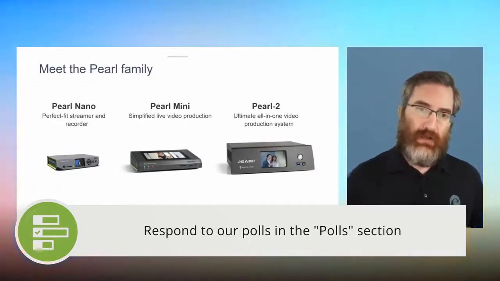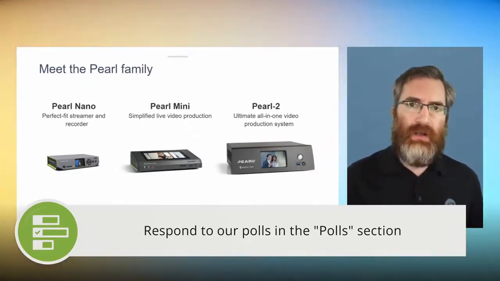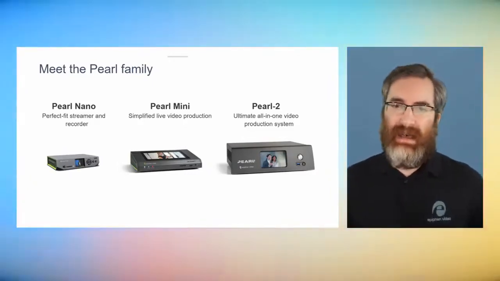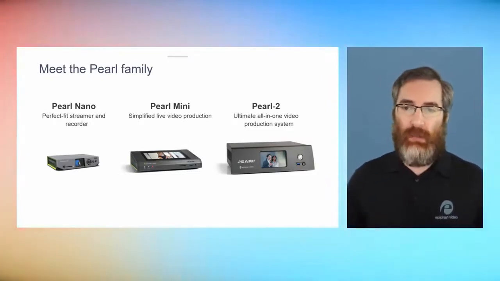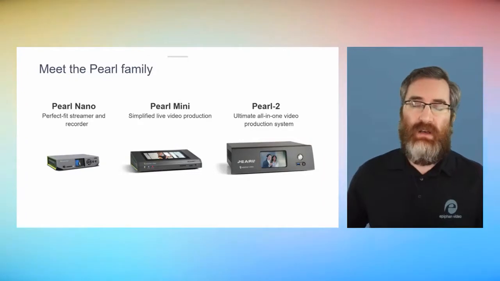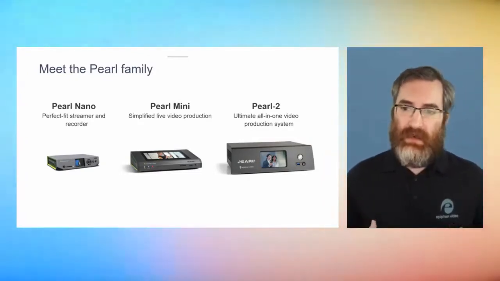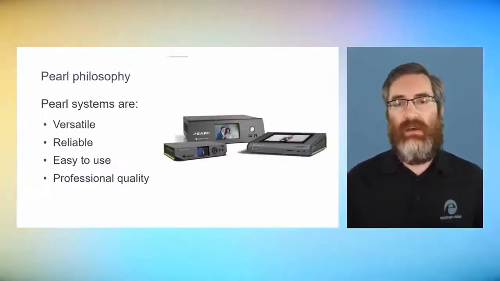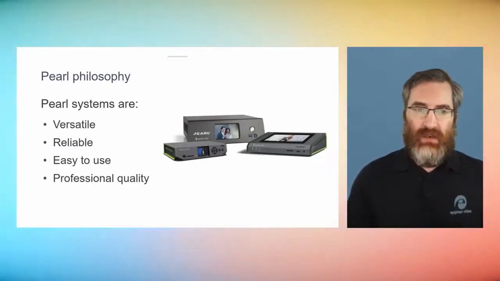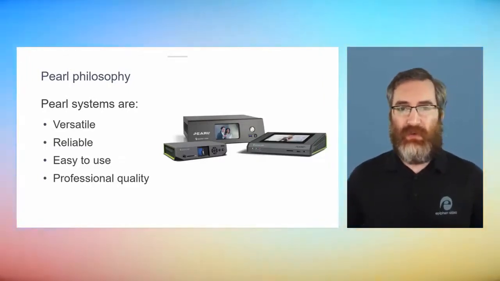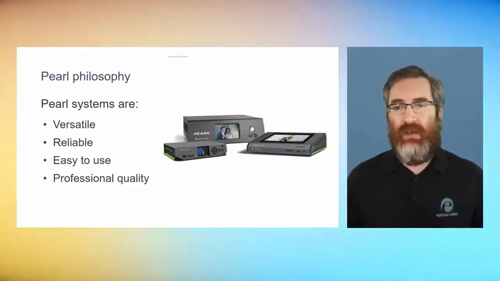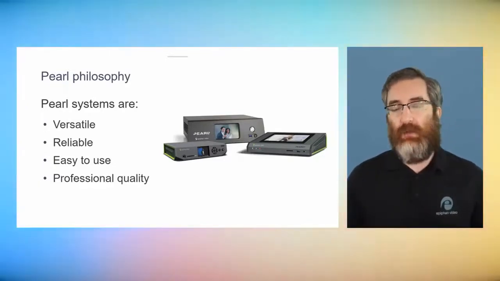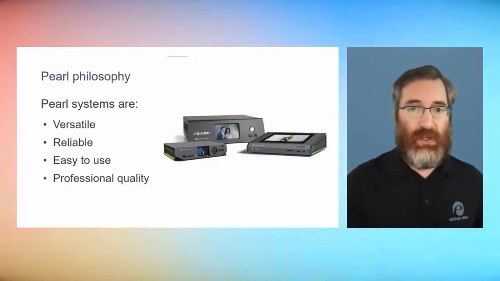Pearl Nano is geared to be that perfect fit for small, compact streaming and recording. Pearl Mini is a simplified entry into live production on a single dedicated box. And then the Pearl 2 is the biggest one, really the big all-in-one production system. And today we're going to break down what that looks like and how we might use those. In all 3 cases, the philosophy and design intention of all models within the Pearl family is to be versatile, reliable, easy to use, and offer professional quality.